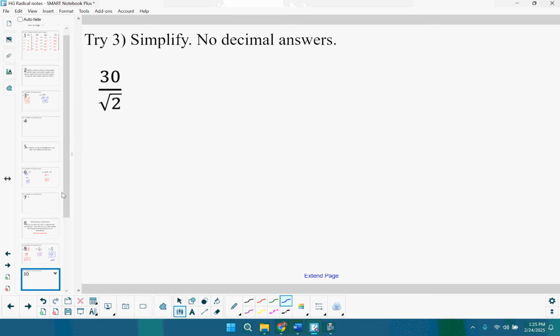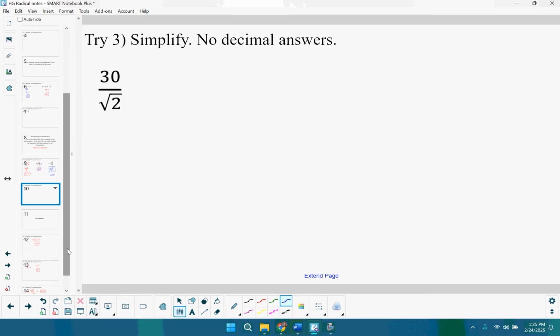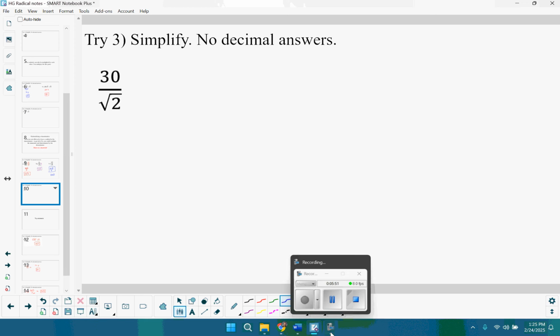So here's the last one for you to try. Pause or end the video. Answers are posted on Google Classroom. And that is everything we need to know about radicals.